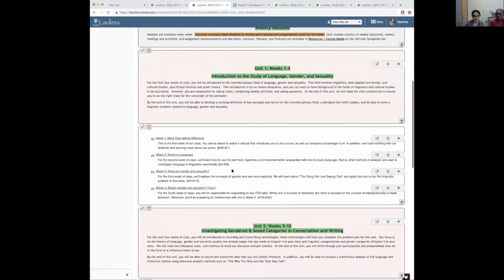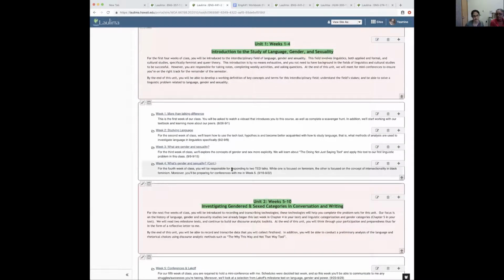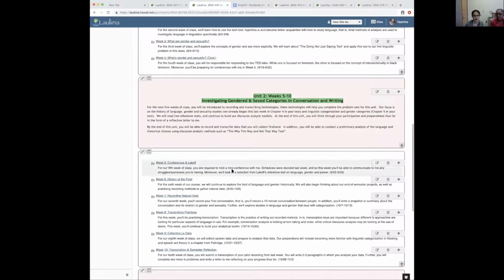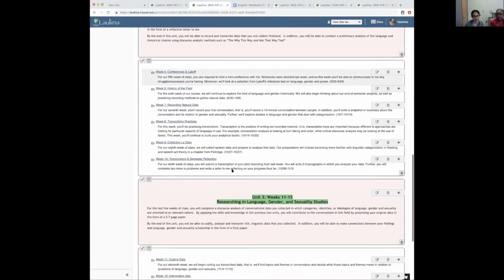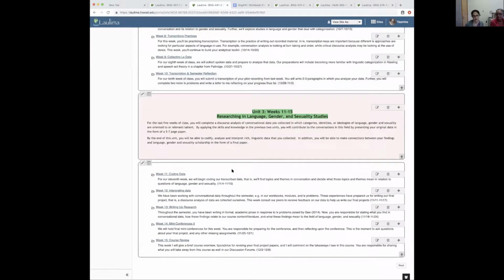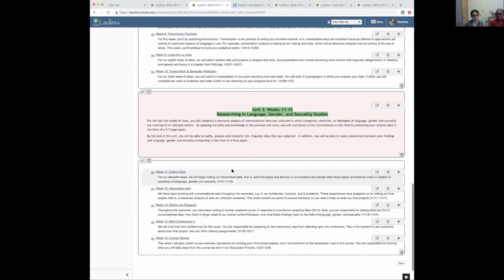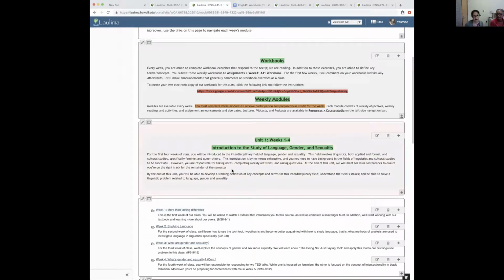So as you can see here, I have Unit 1. It introduces them to the study of language, gender, and sexuality. I have Unit 2, investigating gendered and sex categories in conversation and writing. And then I have Unit 3, researching in language, gender, and sexuality studies. And so these are accessible titles, and at the same time, they're also short descriptions about what we're going to do in class and why. And so that creates a very transparent process, my expectations are then transparent to the students and vice versa.